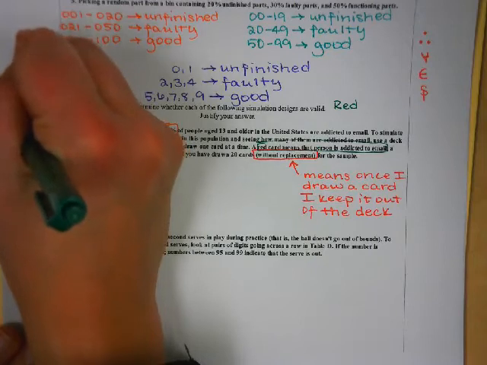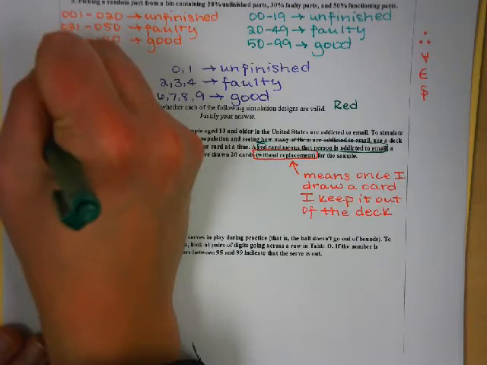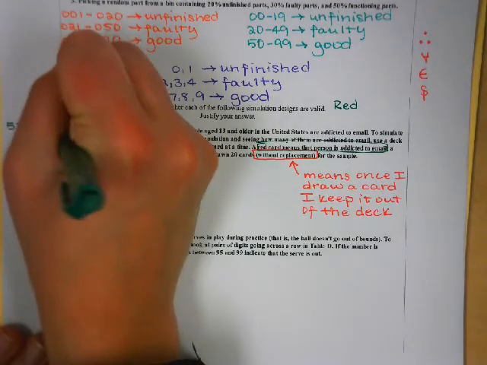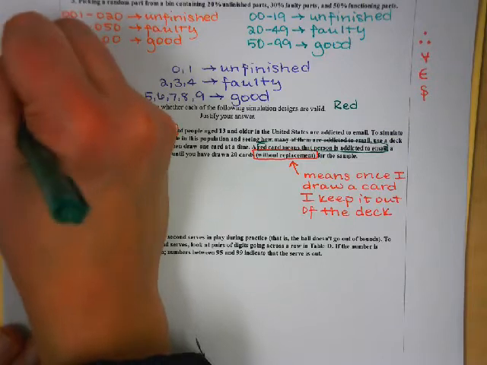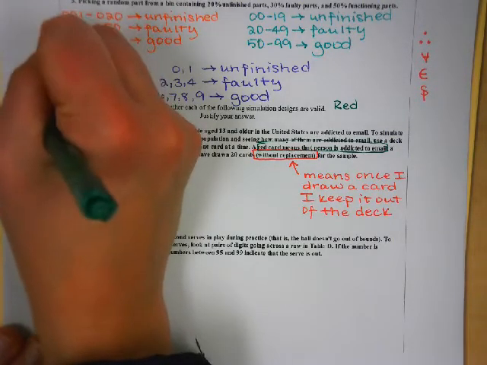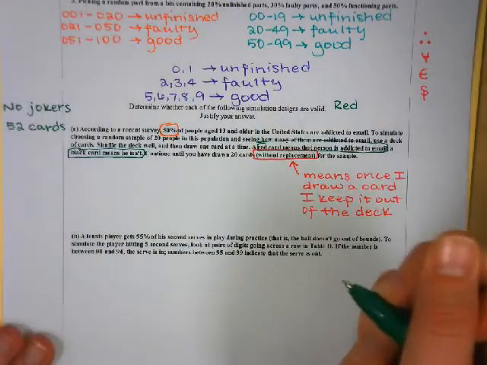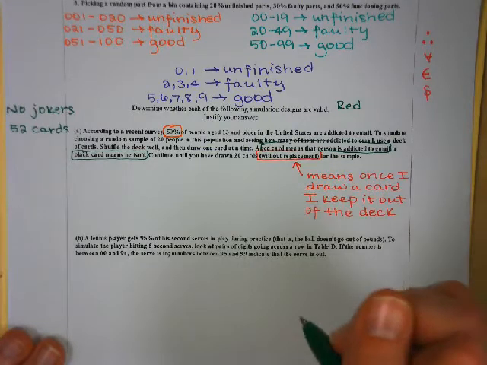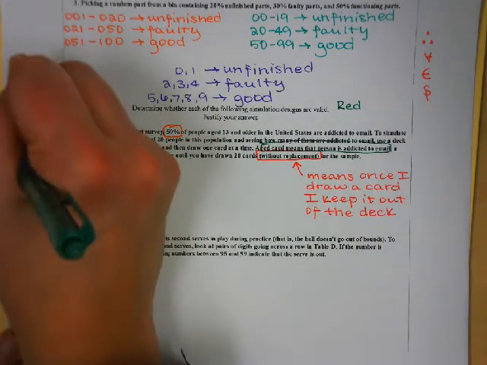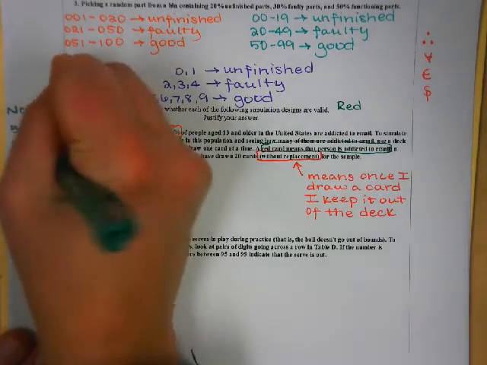There are 52 cards in a deck total. We don't use jokers unless it specifies. But for probability, we tend to keep them out. So if they want you to think about jokers, it'll say with jokers. Of the 52 cards, 26 are red and 26 are black.